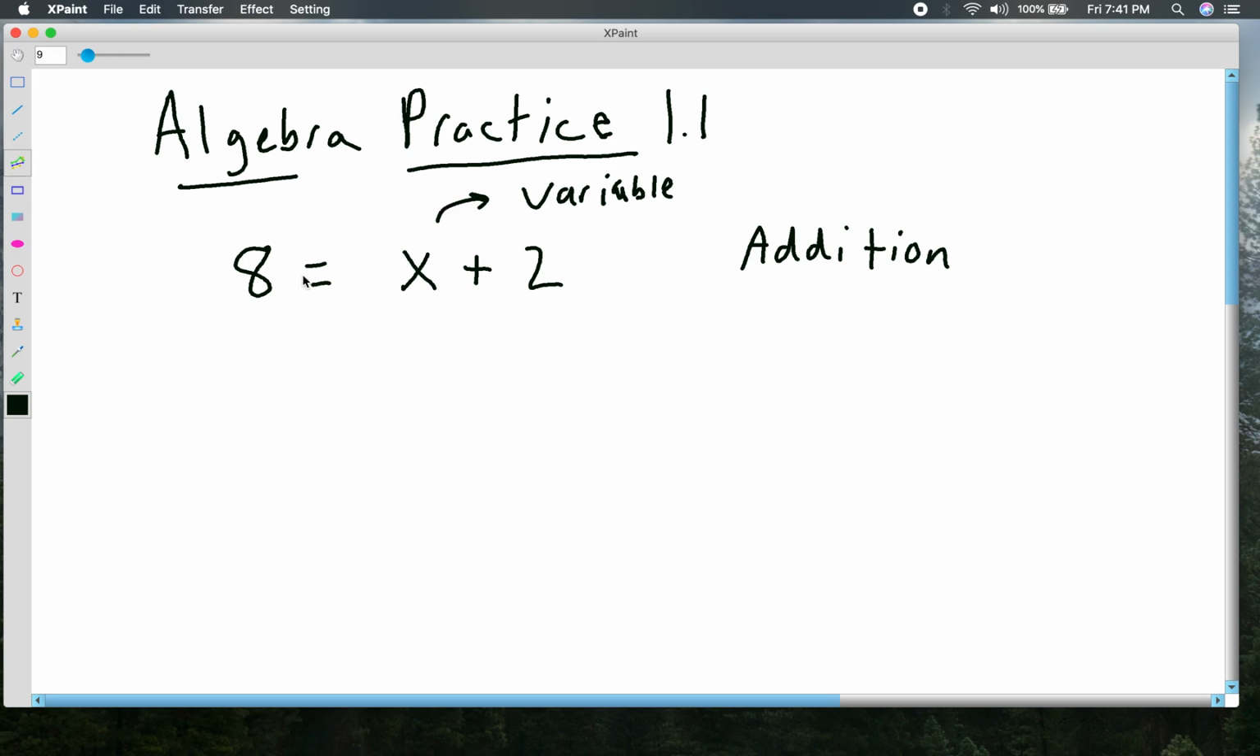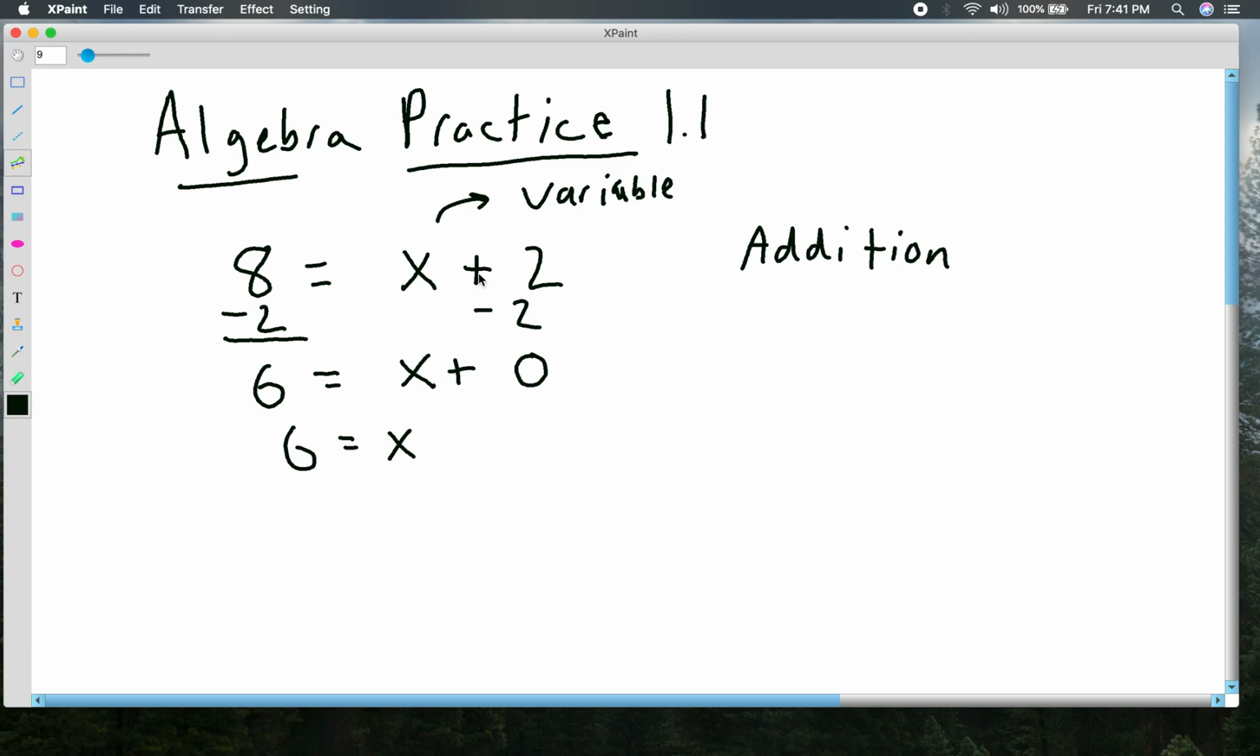And 8 is equal to x plus something. In order to isolate x, I have to get rid of this 2. How do I do that? I subtract 2. But algebra is all about balance. So if I subtract 2 from this side, I have to subtract 2 from this side. That gives me 6. That gives me 0, x plus 0. And that is the same as saying 6 is equal to x because x plus nothing is still x. So x equals 6.